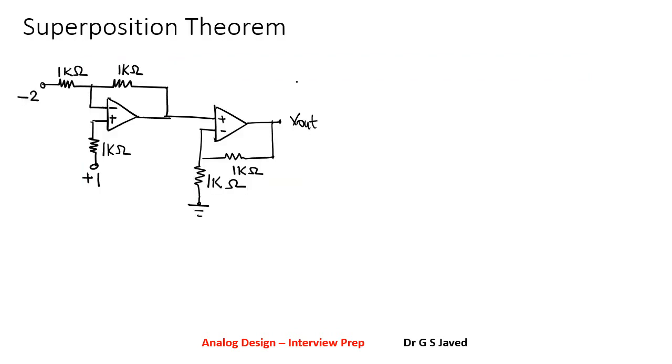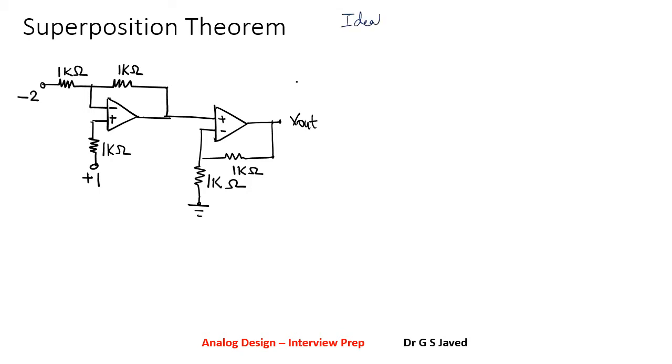Hello, welcome. In this particular problem, we will see two op-amps connected with their respective input sources, where we need to find the output voltage. This example is a classical example of applying the superposition theorem and solving the problem. Before that, let us understand the conditions needed for an ideal op-amp.